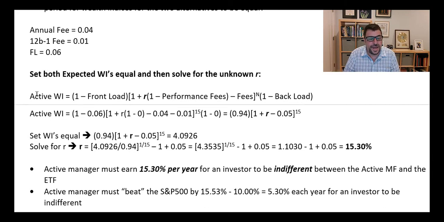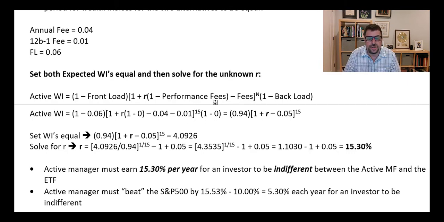So let's do this for the active wealth index. Same formula, but now I'm going to plug in 6% for the front end load, 0 for the performance fee. This is not a hedge fund, so there is no performance fee, but this equation would work for a hedge fund if they were charging me a 20% performance fee. And there's 2 of the annual fees. There's a 4% management fee and a 12B1 fee, which are exactly the same from the investor's perspective, but the fund is able to split it out and charge them for 2 separate things.